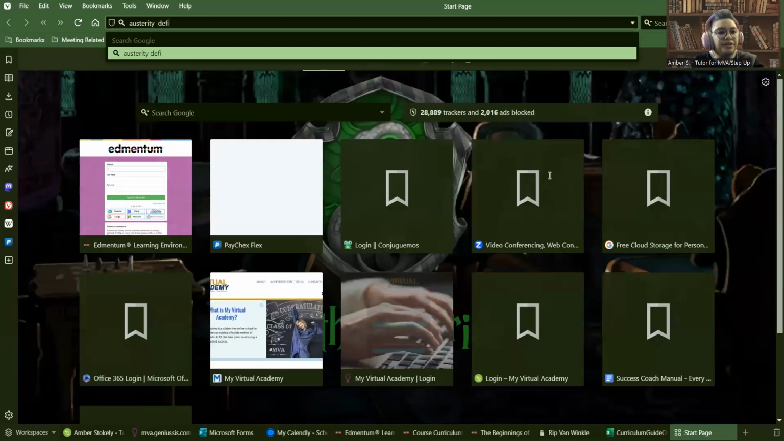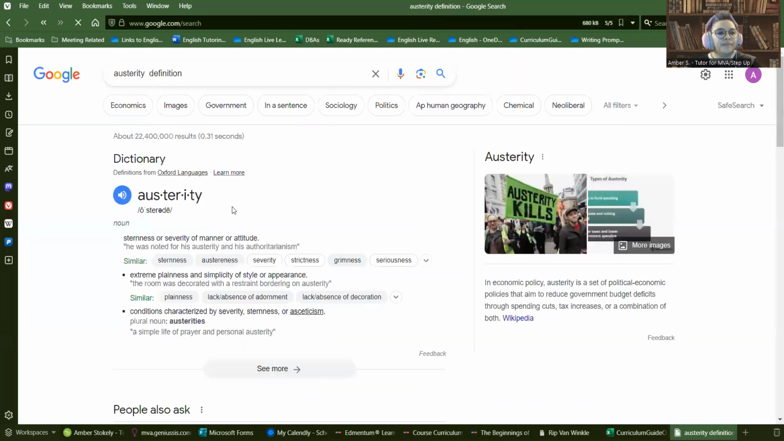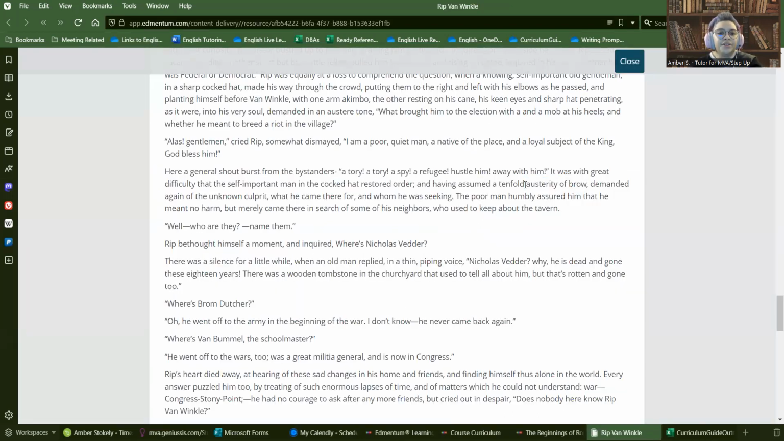Because I want you guys to be able to look up things you need. Sometimes you almost remember a word, but you're not sure. So yeah, sternness, or severity in manner or attitude. So I said seriousness, but basically being severe and being stern. So he had to be really stern and very serious to get everyone to calm down. So they're asking him what he came there for, who he's looking for.